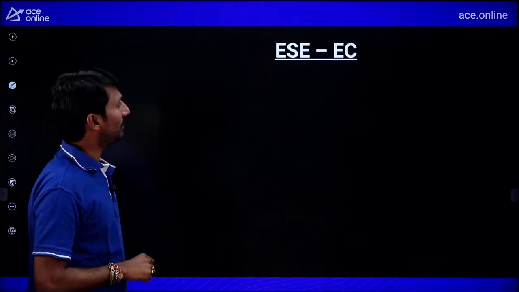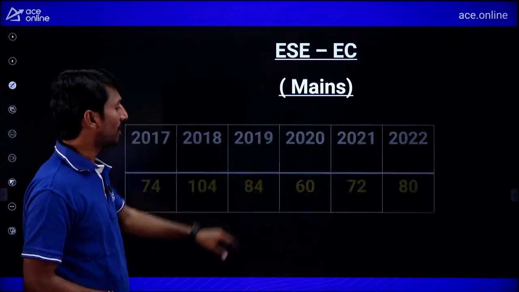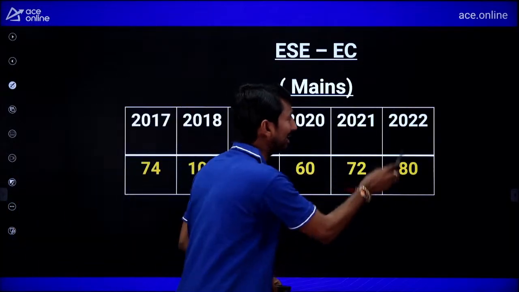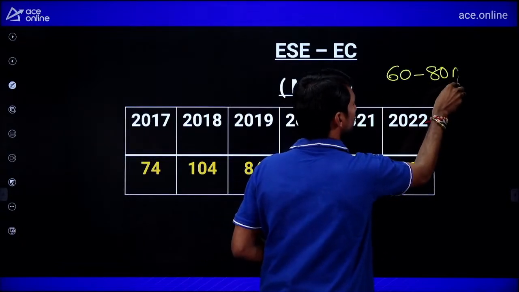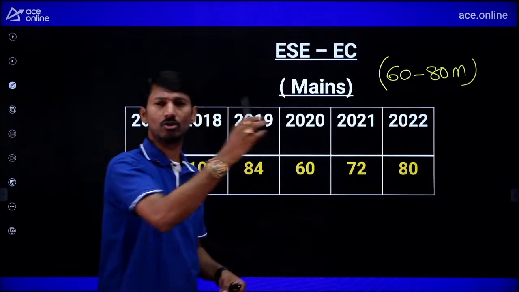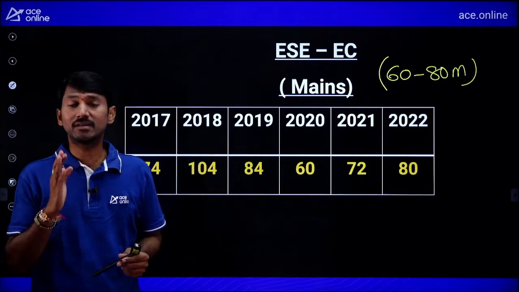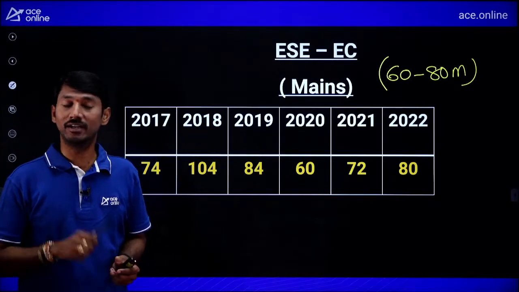And in the ESE, ECE mains paper, what is the weightage? 74, 104, 84, etc. In this, we can say 60 to 80 marks is a general weightage. Here and there also will be there. Now tell me, by looking at all this, measurement subject is to be prepared or not? Definitely to be prepared.